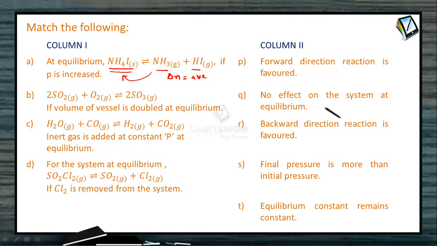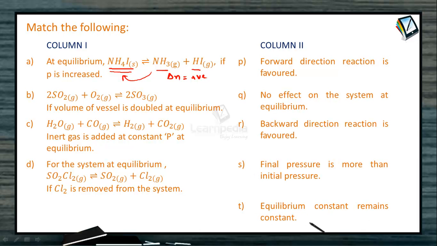No effect on the system at equilibrium. There is an effect. Backward direction reaction is favored. So R is right. Final pressure is more than initial pressure. Initially only ammonium iodide solid is taken. Later as it decomposes to give ammonia and HI, the pressure increases. So S is also right.